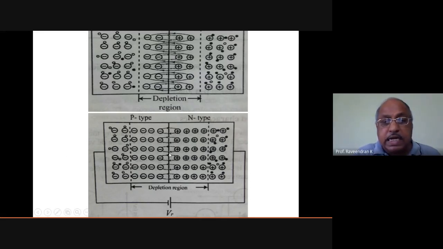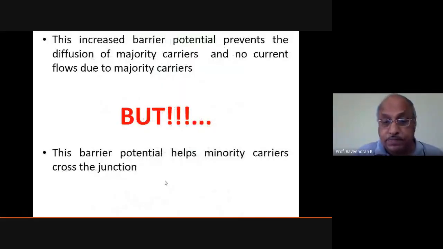This increase in width of the depletion region causes a very high resistance across the junction. The junction resistance will be very, very high, of the order of many megohms sometimes. In other words, there won't be any current flow through this PN junction when it is reverse biased. A PN junction, when reverse biased, will not conduct current. This increased barrier potential prevents the diffusion of majority carriers, and there is no current flow due to the majority carriers.